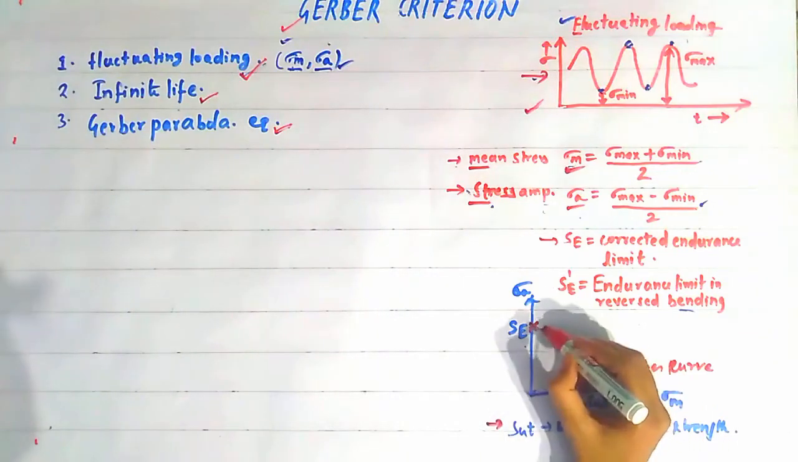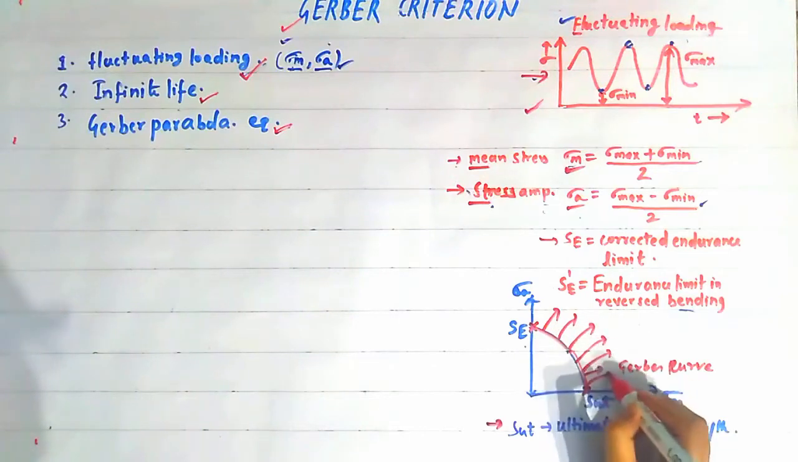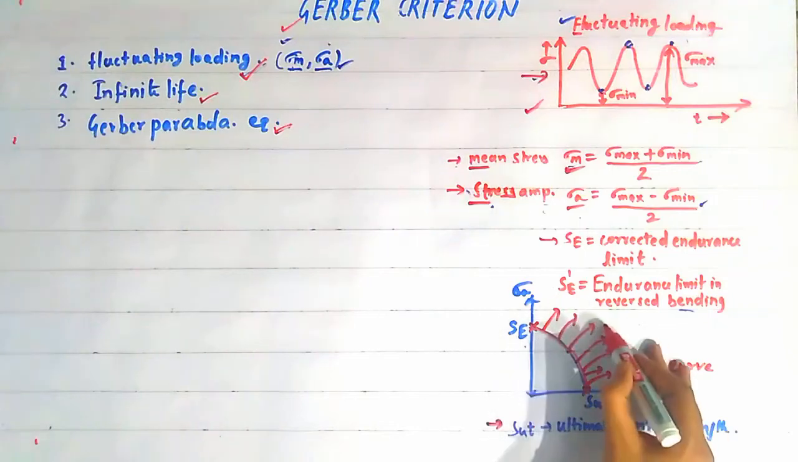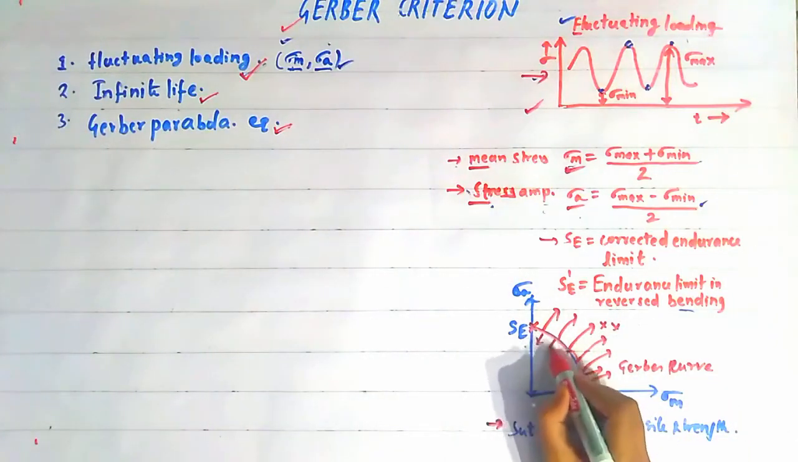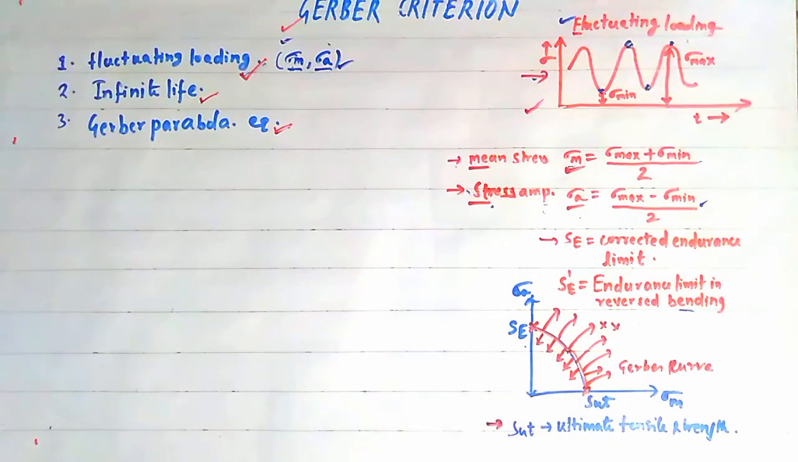Okay, and let us see which are the safe region and which are the failure region. All the regions that are lying outside this curve are unsafe region, because the coordinates of all the points which lie in this region are unsafe, and all the points which lie inside this curve are safe for the design purpose. So in the next step we will try to obtain an equation for this curve.